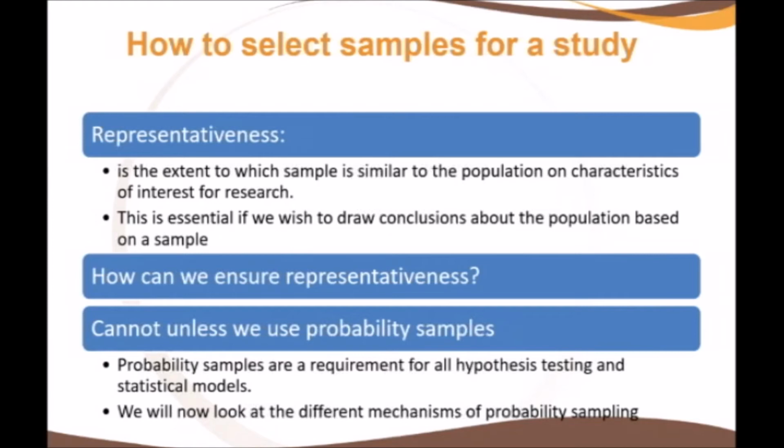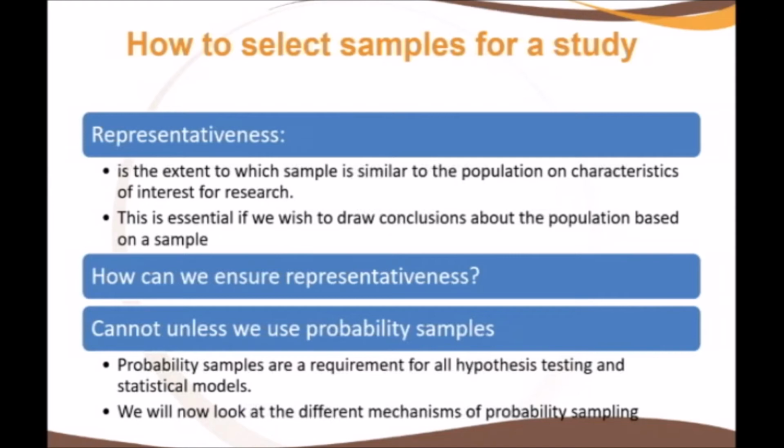So how do we ensure representativeness? The only way is by probability sampling. And what do we mean by probability sampling? Every person in the population has got an equal chance of being selected. And you're not being biased in any way, you want to give everybody a chance to be selected. And we'll discuss how you can do that.